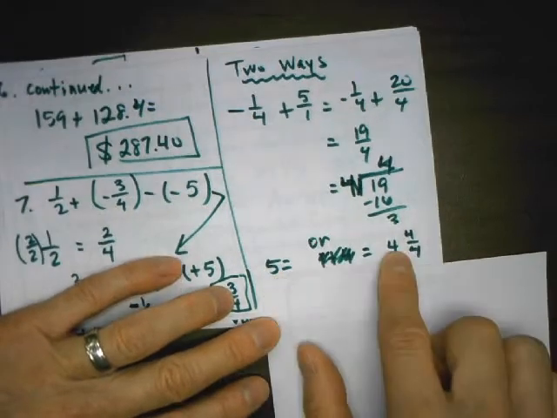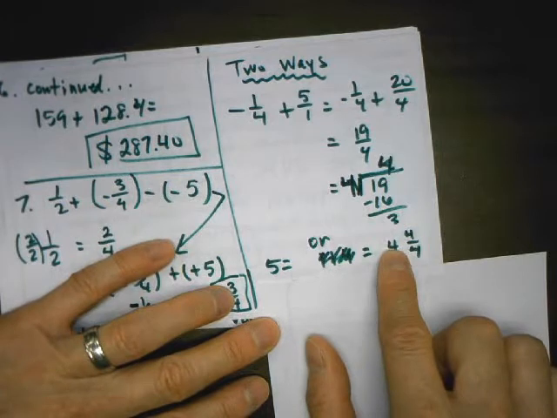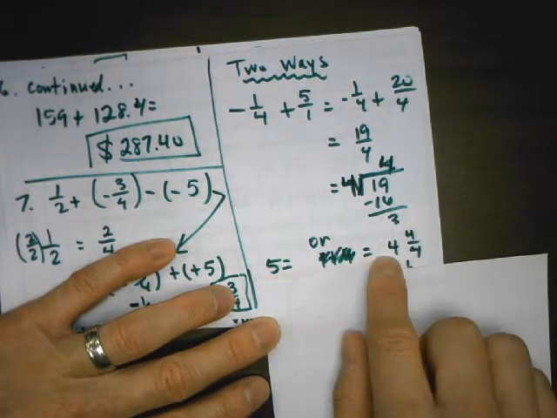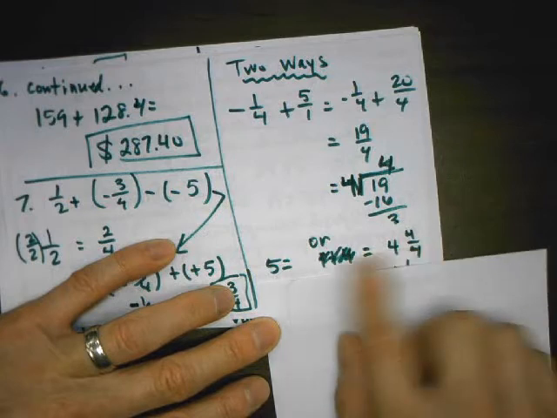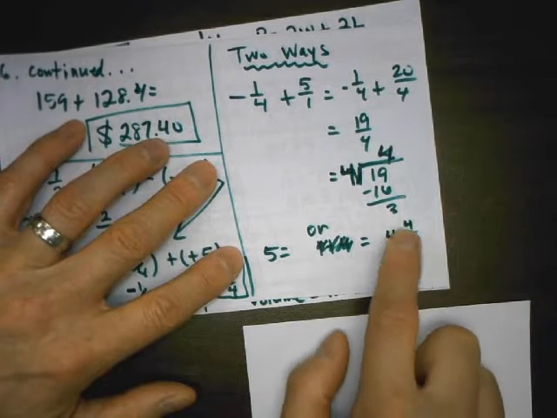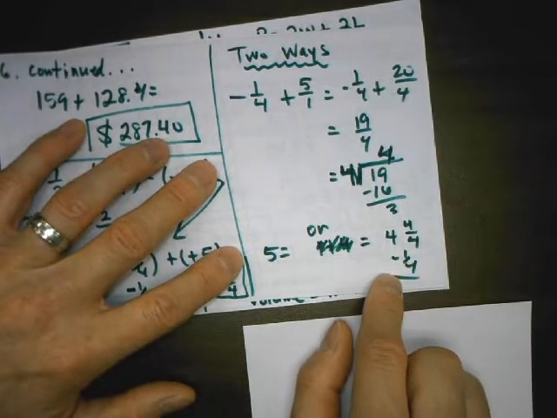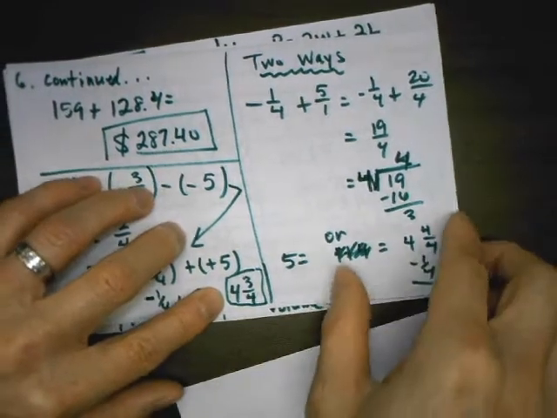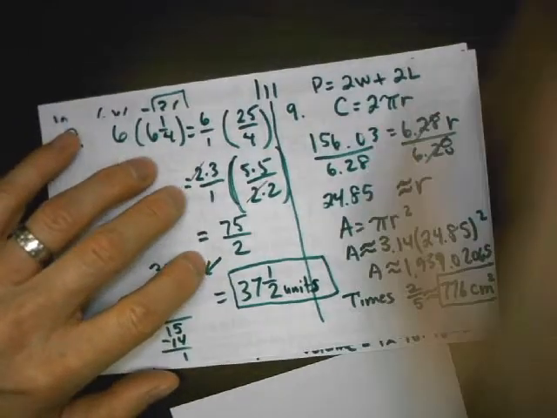The other way to do it is this. Another way to say 5 is 4 and 1. 4 plus 1 is 5, right? Another way to say 1 is 4/4. So you can say 5 is 4 4/4, or 4 plus 1 is 5. The reason we want to do that is because we're going to combine the fractional part. So the fraction part, negative 1/4 plus 1/4, if I take away one of those, I get 4 3/4 that way also. So either way you want to do it is fine.